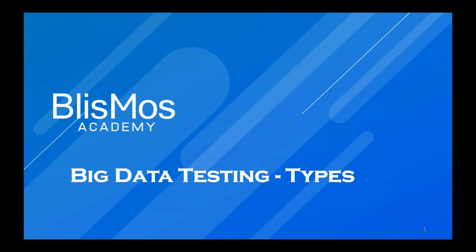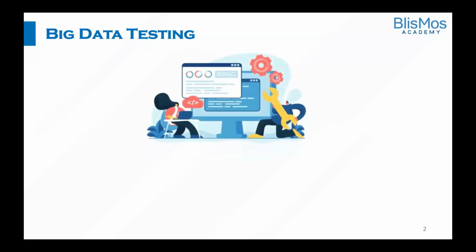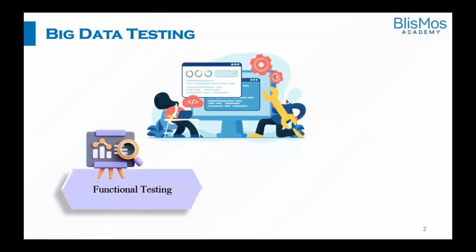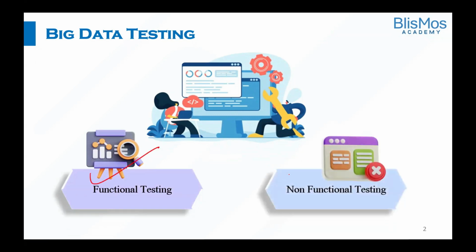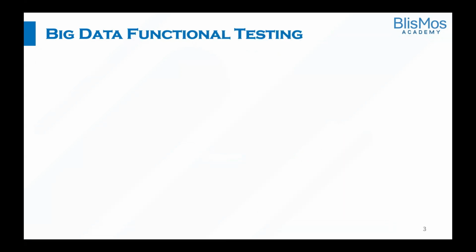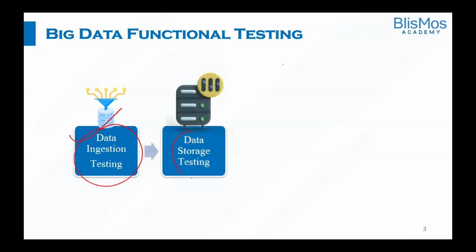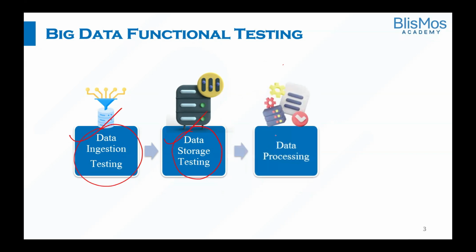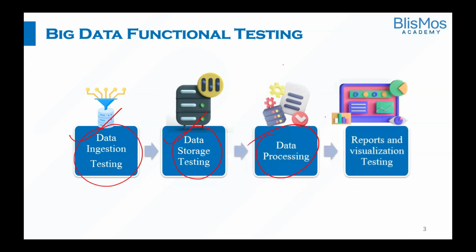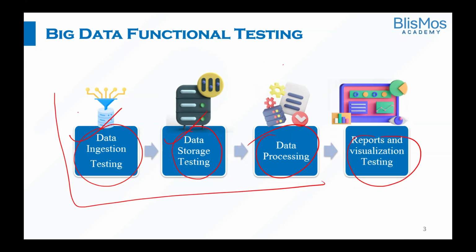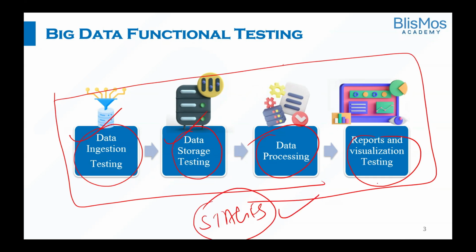As a part of this video, we'll understand the classification of the big data testing types. At a high level, the big data testing can be classified into functional testing and non-functional testing. In functional testing, we do the testing through different stages like data ingestion testing, data storage testing, data processing testing, and also data visualization testing. So across all the different stages, we perform the big data testing.